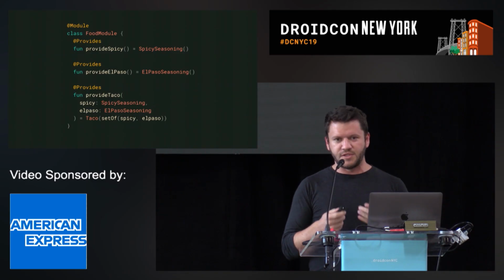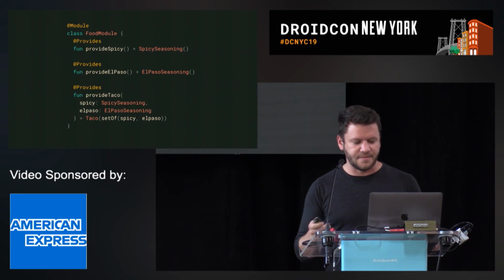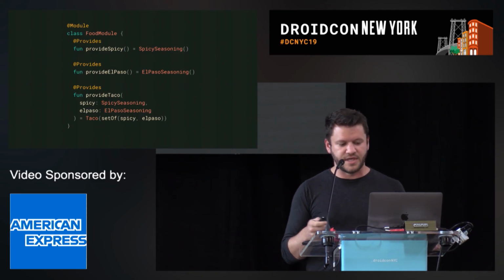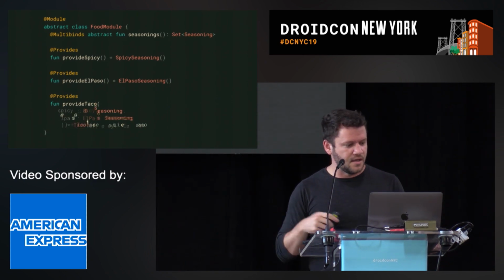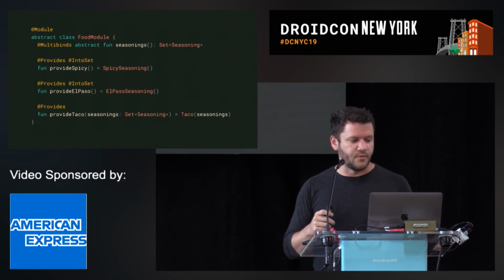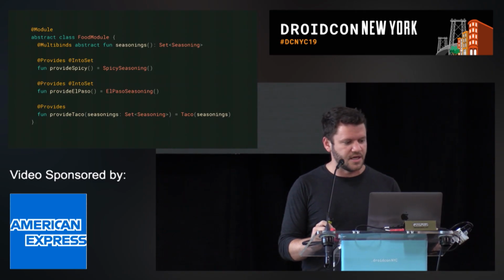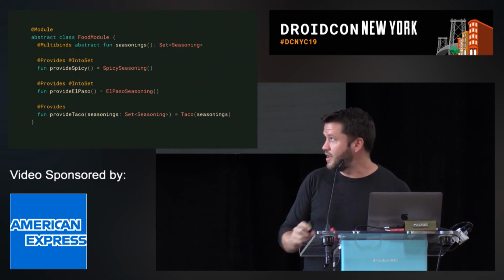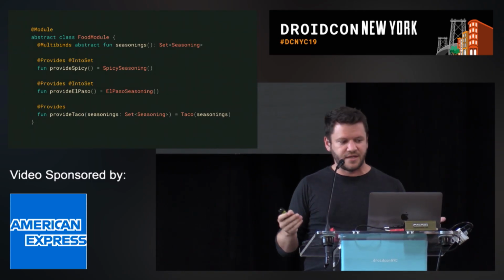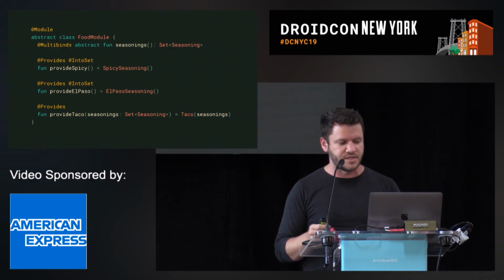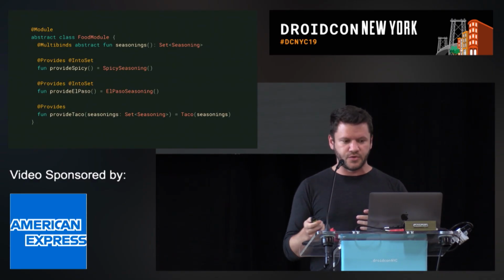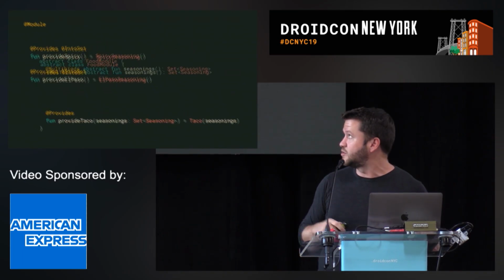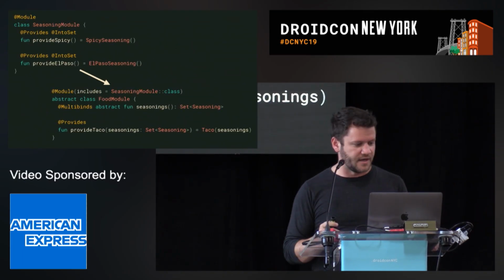And this is where multi-bindings will really shine. We can just accept a set and provide into a set. So we declare the set up here, and then we just annotate these providers with IntoSet. And then at the bottom here, we just accept a set of seasonings. And Dagger's going to piece all this information together. This also allows other modules to contribute into a set. So if I want to pull these seasonings out to another module, this will still work fine.